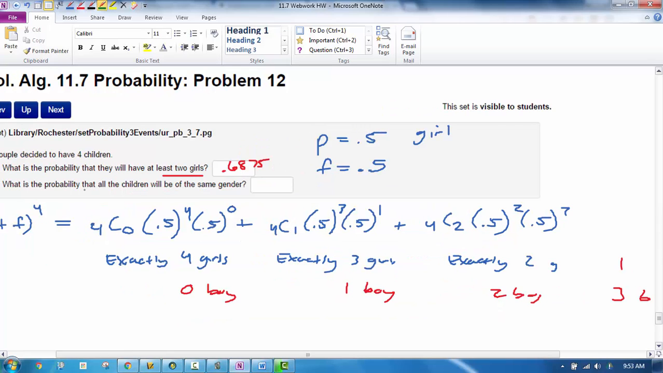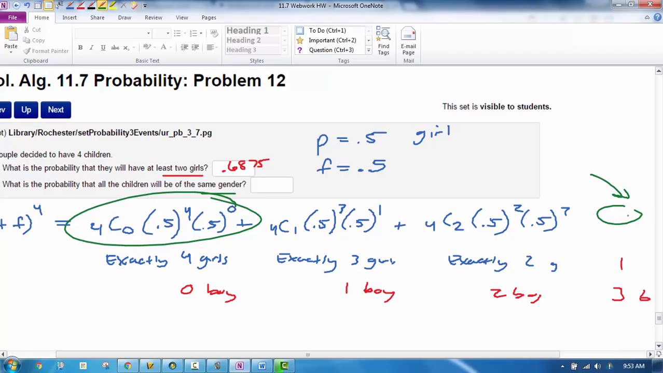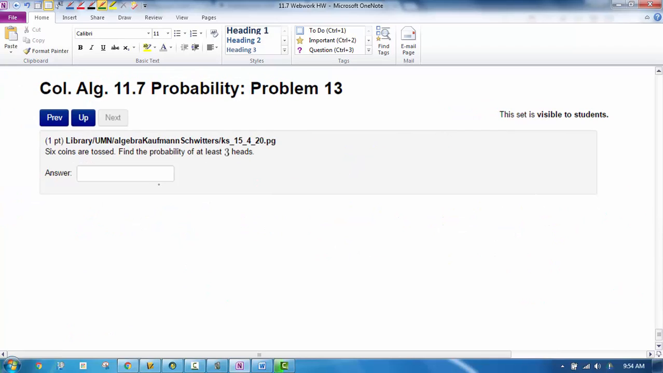Now the next question wants, what's the probability that all the children are the same gender? That's this term, exactly 4 girls. And then we've got to add the very last term with exactly 4 boys and no girls. Or we could just, since it's the same probability, this is 1, and 0.5 to the 4th, this is also 1. So it's just 0.5 to the 4th, and then we want to double that. So 2 times 0.5 to the 4th, which gives us 0.125, or about 12.5%.